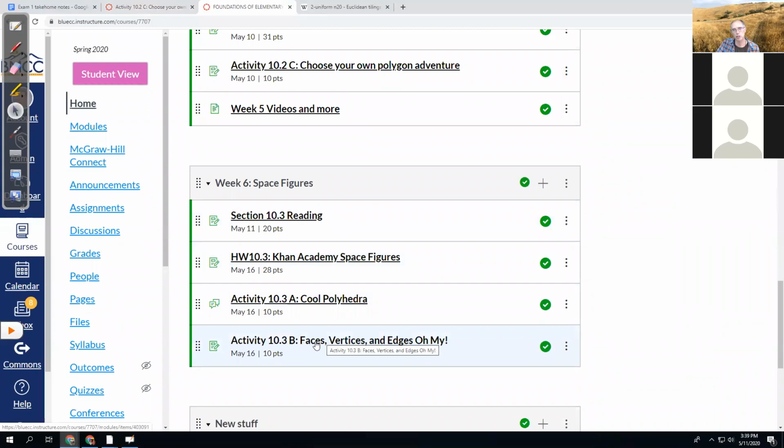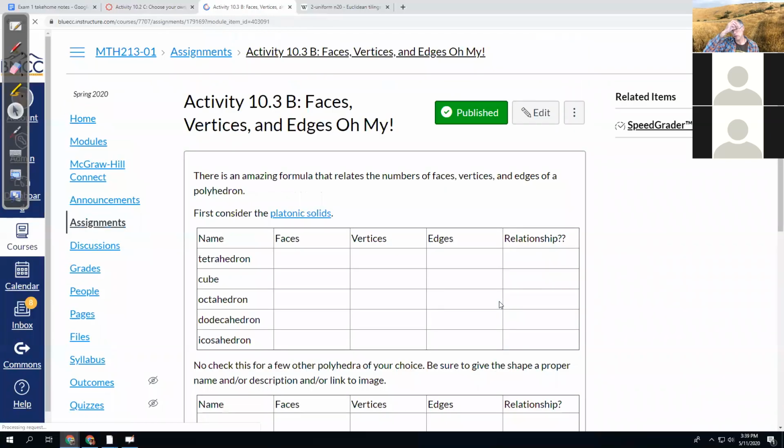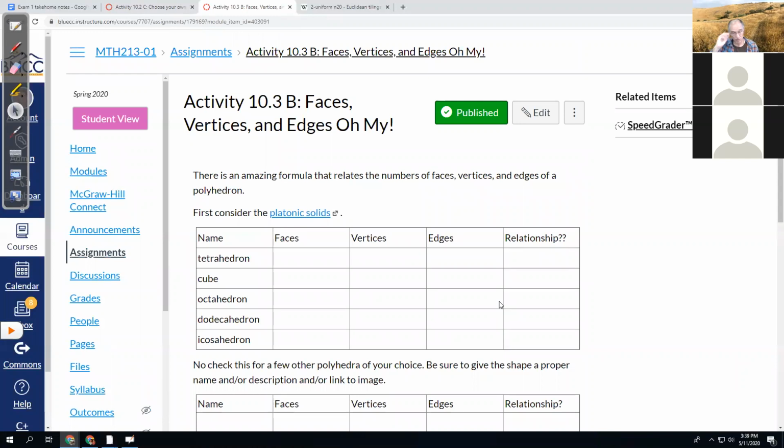For now, I wanted to take a look at the faces, vertices, and edges, oh my. So if we open up that, this is related to one of the examples in the book that they asked you to get started. Which example was it in the book? They didn't give it an example number like they usually do. It's near the end of the section. It's called the problem solving application. But I've got it pretty much set up here.